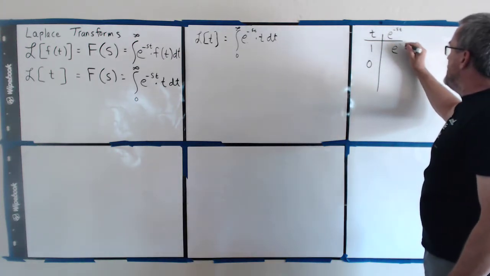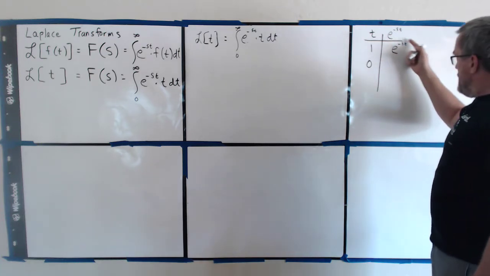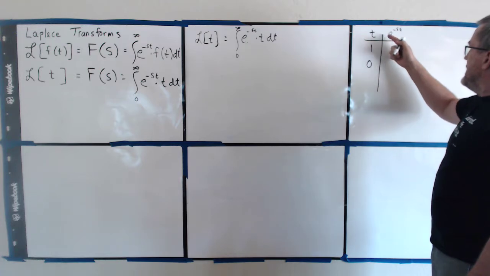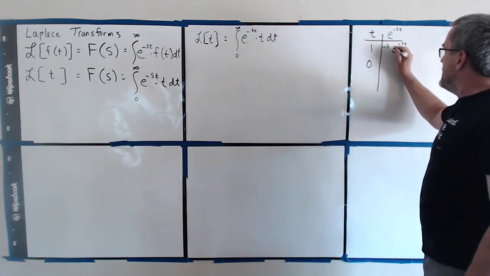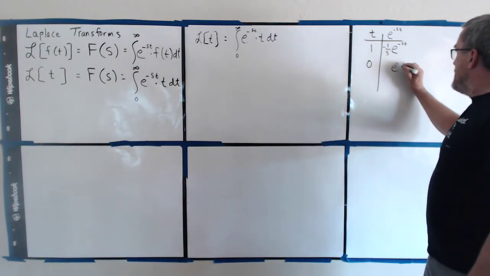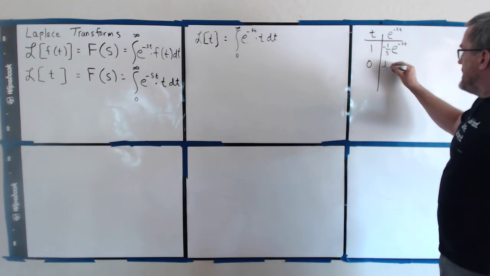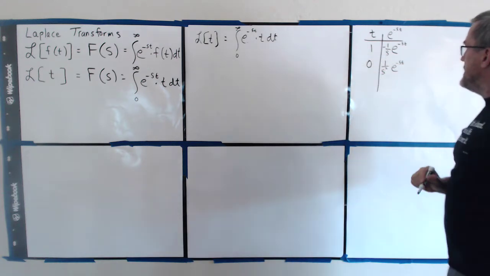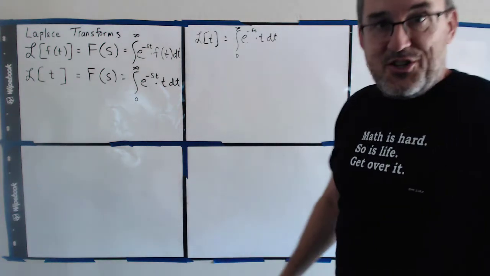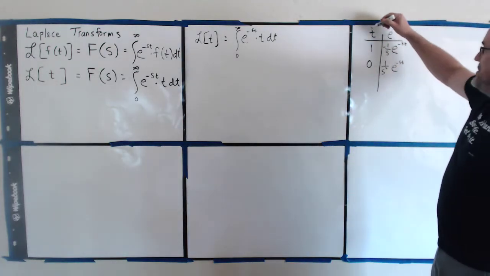Let's see. The antiderivative of e to the negative stuff is e to the negative stuff. But the derivative by the chain rule would have produced a negative s that isn't there, so I need to kill that negative s. And then the antiderivative again would be another e to the negative st. We have to kill the negative s again, which would make that a positive 1 over s squared. I hope your anti-differentiation skills are sharp.